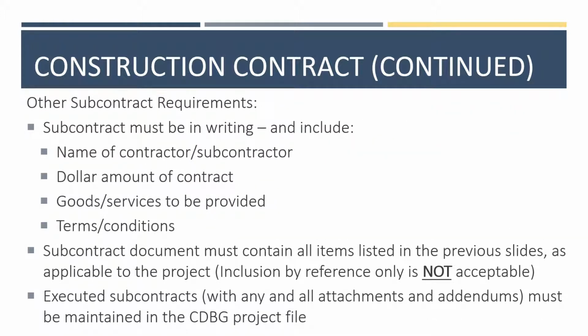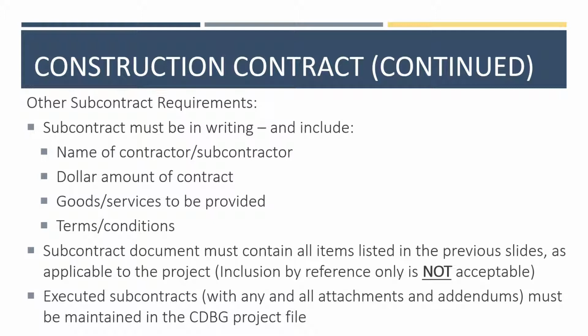Many prime contractors subcontract some of the work out to other contractors called subcontractors. In addition, these subcontractors may also choose to contract some of this work out to other subcontractors. All subcontracts also have requirements. All subcontracts must be in writing and must include the name of the subcontractor, the dollar amount of the contract, goods and services to be provided, and terms and conditions.